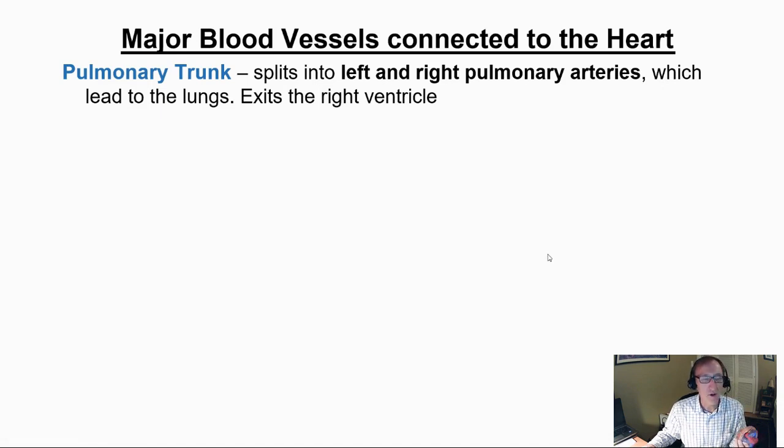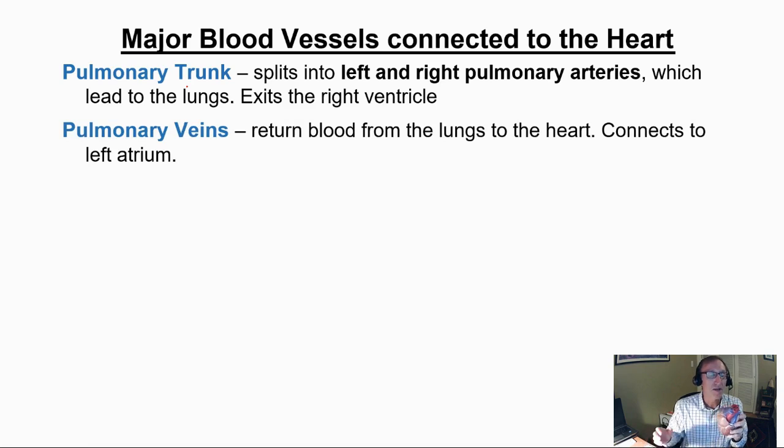The pulmonary trunk is what is also referred to as the pulmonary artery, but it quickly splits into left and right. Another phrase for this segment right here, instead of the pulmonary artery, it's the pulmonary trunk, which then splits into the right and left pulmonary arteries. Blood coming back from the pulmonary circuit returns in the pairs of pulmonary veins and they dump into the left atrium.